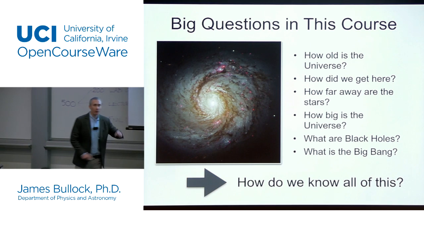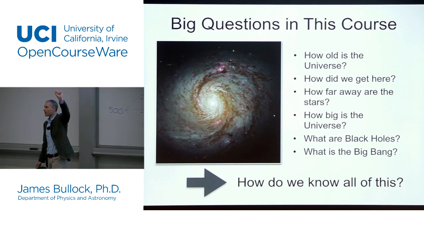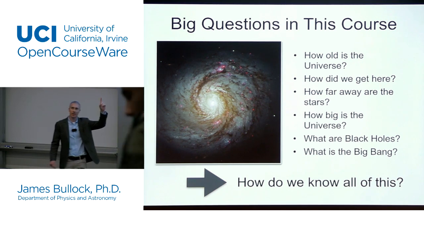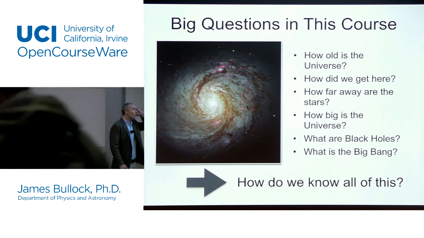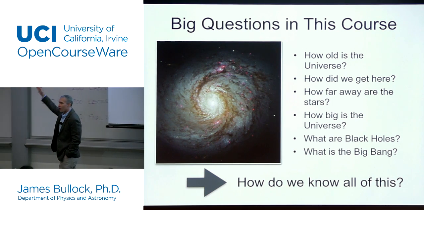How far away are those stars? And what are those stars? What are those lights up there in the sky that appear to circle us every day? More generally, how big is the universe? If we can measure it, how far out does it go?